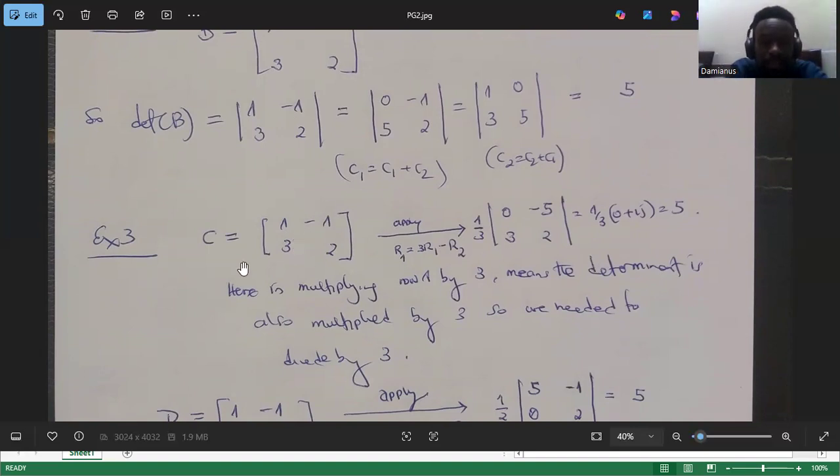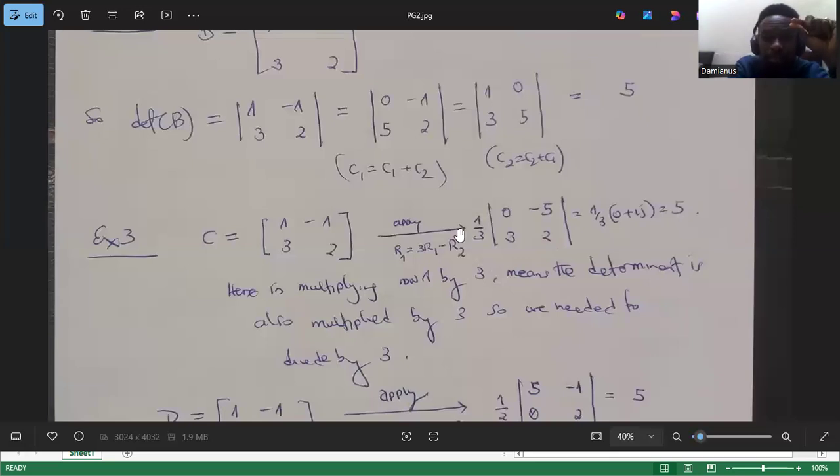All right. So here now, we still have our matrix, which is C, which is 1, 3, minus 1, 2. Now, this is what we're going to apply. All right. We modify row 1. We keep row 2 as it is. So you can see the new matrix C has 3, 2, 3, 2.